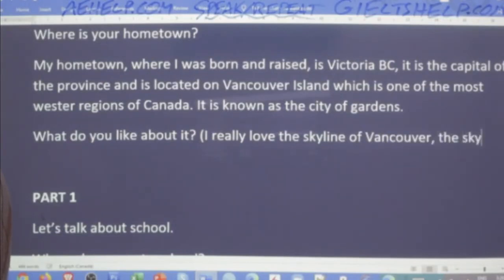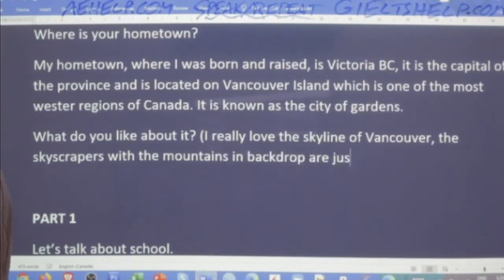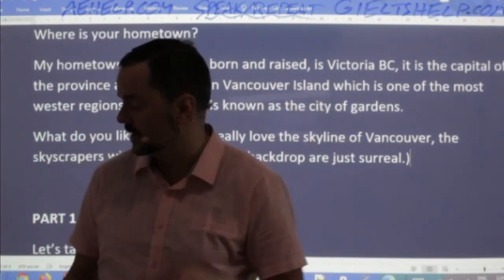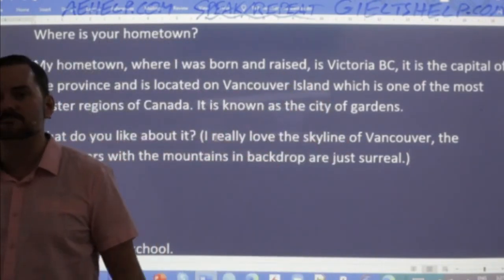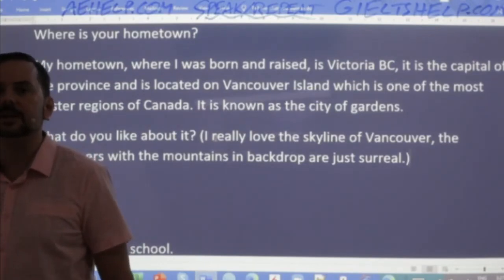The skyscrapers with the mountains in the backdrop are just surreal. Okay, so that's kind of what you would want to say. So skyline, the skyline of Dubai is absolutely incredible with those monstrous skyscrapers, including the Burj Khalifa, right?